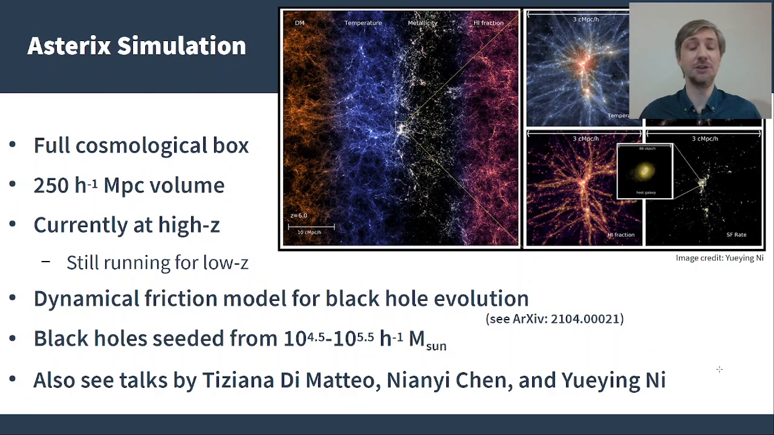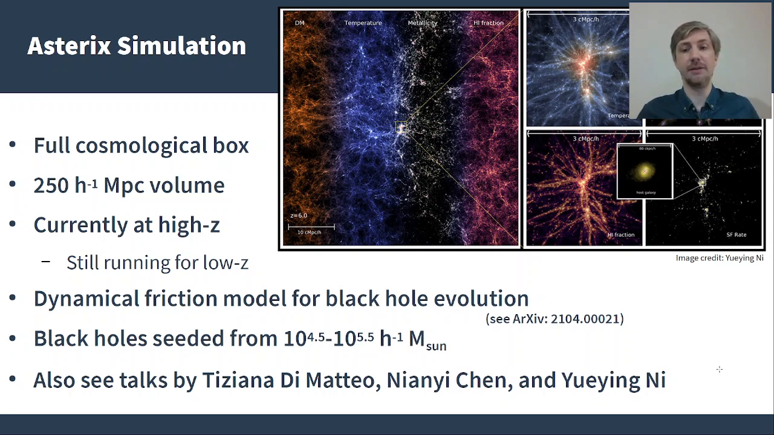Another way of doing this, which is the ideal way, though computationally expensive, is to run a simulation which actually directly includes these timescales. So here I'll discuss some results from the new Asterix simulation, which is a high redshift simulation. It will be run to lower redshift, but that's still going at the moment, which directly includes dynamical friction. So for more discussion of that, you can see the talk by Nyanyi Chen. For the moment, I'll just work on the assumption that we have dynamical friction in this simulation.